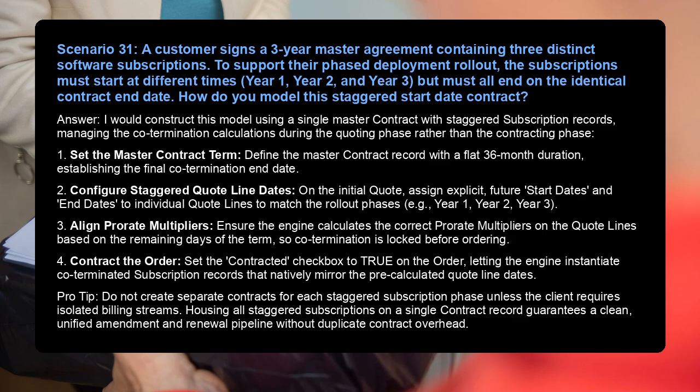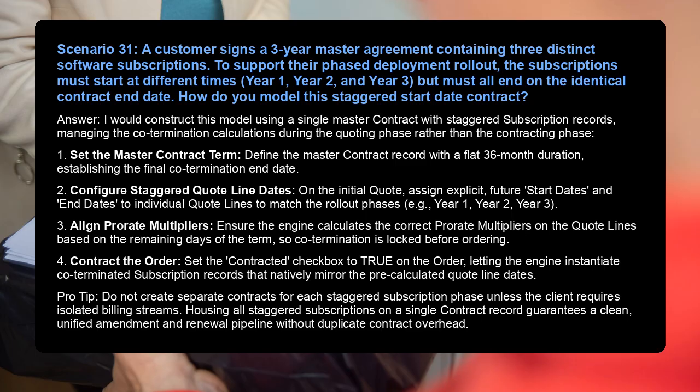Scenario 31. A customer signs a 3-year master agreement containing 3 distinct software subscriptions. To support their phased deployment rollout, the subscriptions must start at different times: year 1, year 2, and year 3, but must all end on the identical contract end date. How do you model this staggered start date contract?